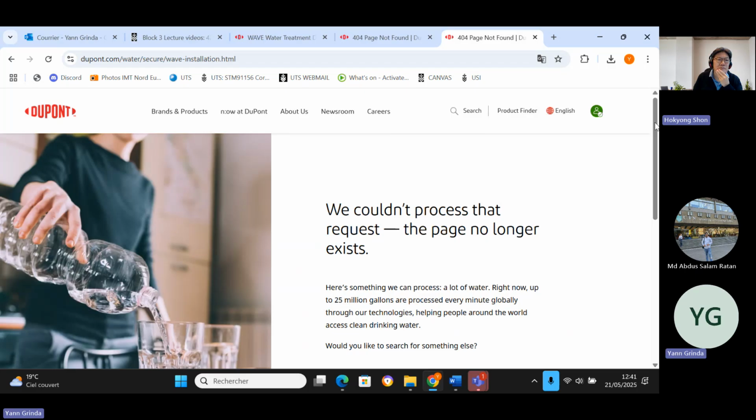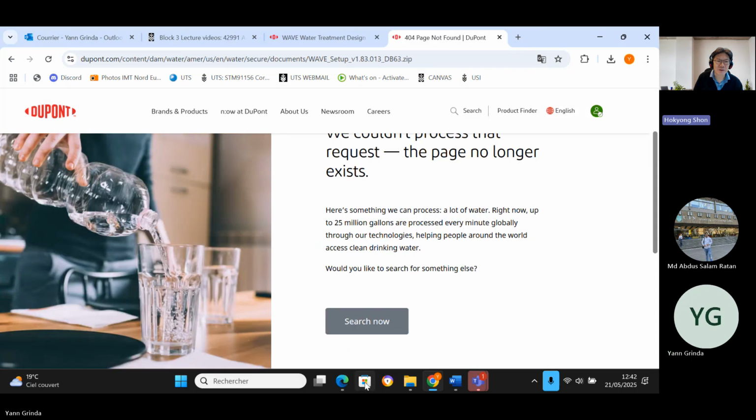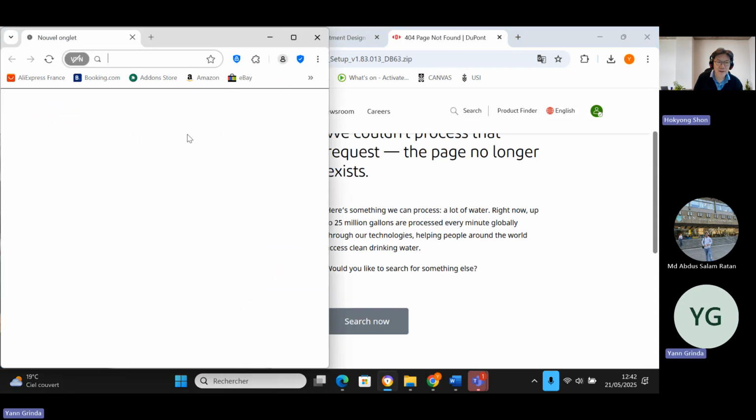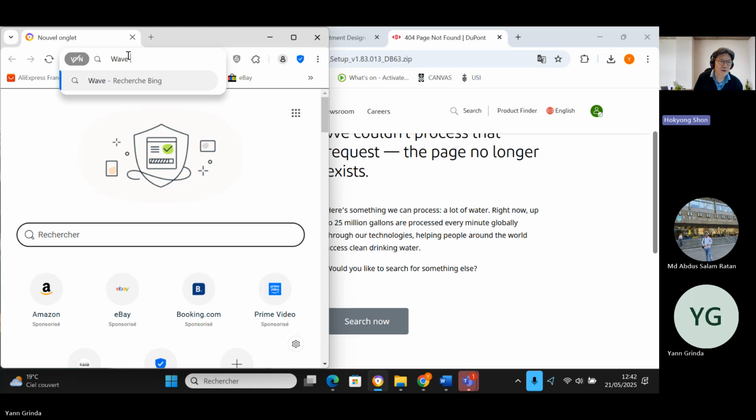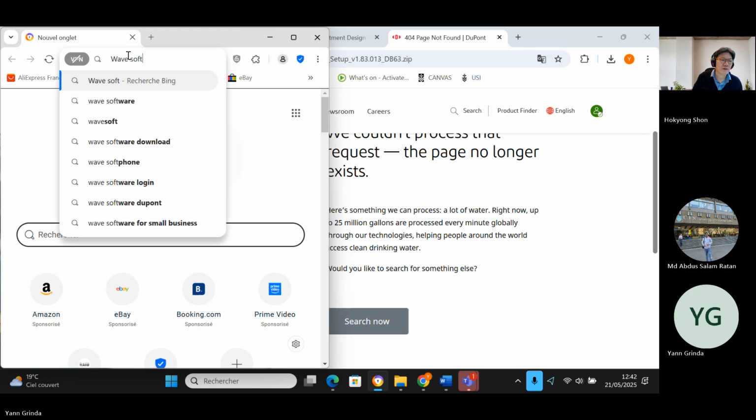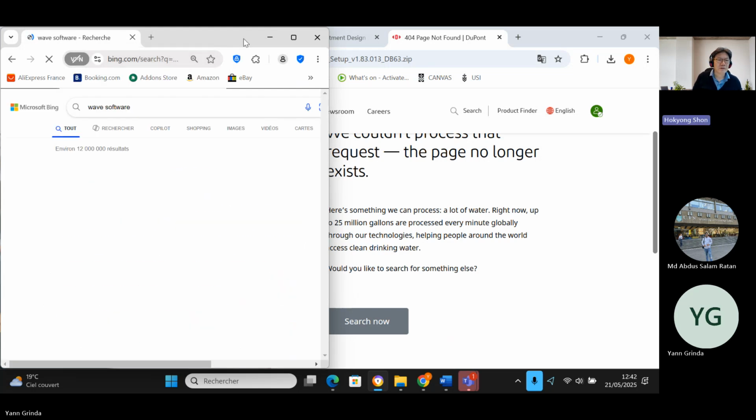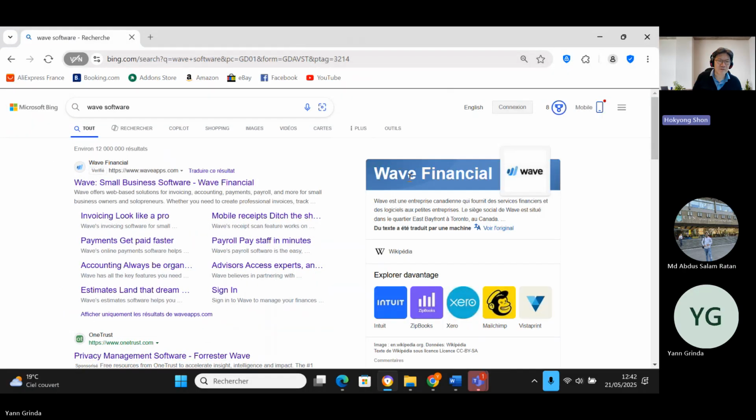But yeah, if it doesn't work, maybe I can go to the UTS classroom. I tried many things. This is very interesting. Can you open another web browser? Can you put wave here? There are always some problems which are very difficult to find out.